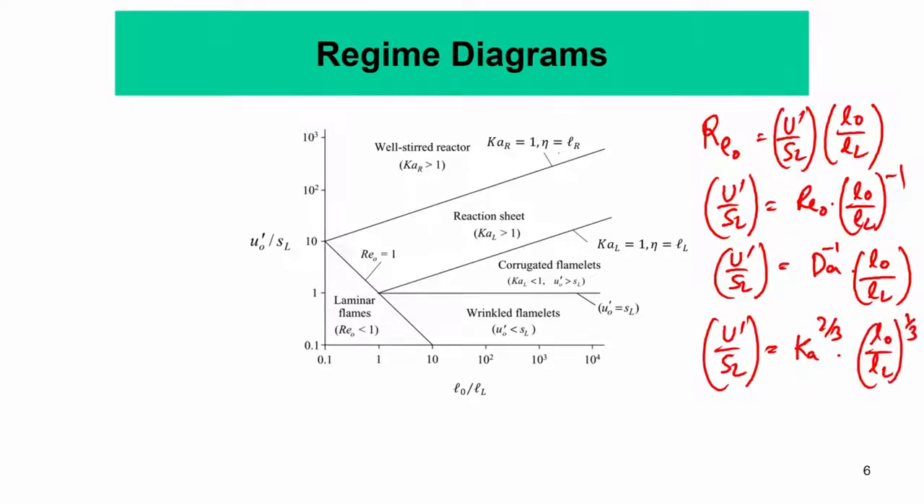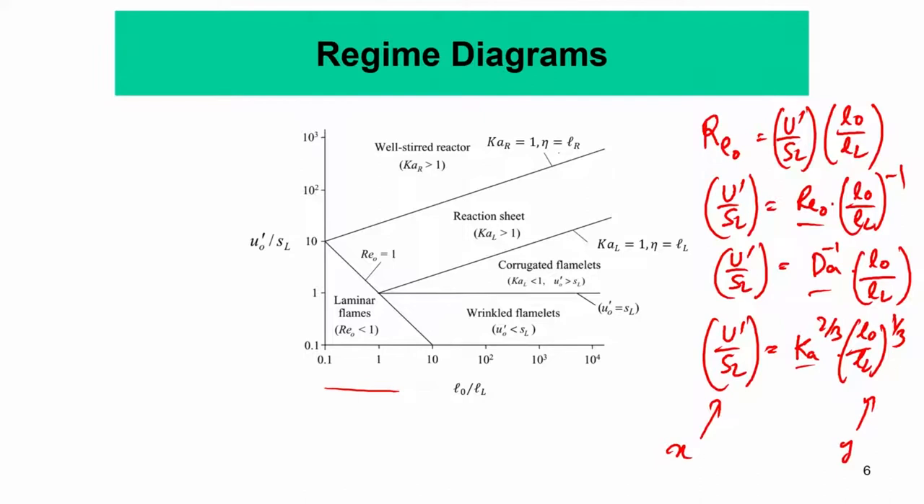Okay. So do you see, the important thing is that in the log-log plot, these will appear just like straight lines. If we choose this as x and this as y, then x is equal to some constant times y to the power of 1/3. So in a log-log plot, the 1/3 will just appear as a coefficient, and it will appear as straight lines. Okay. So this regime diagram is essentially on a log-log plot. Both the axes are on log scales, logarithm base 10, and all these different lines, constant Reynolds number, constant Damköhler number, constant Karlovitz number, will appear as straight lines.